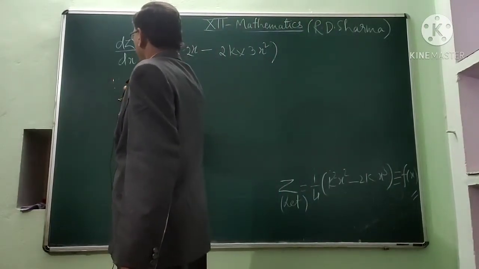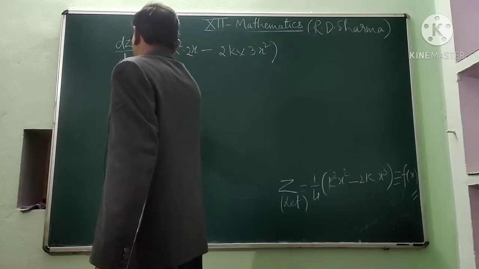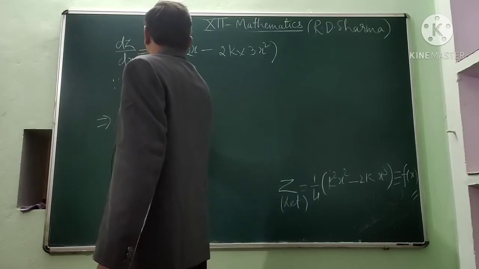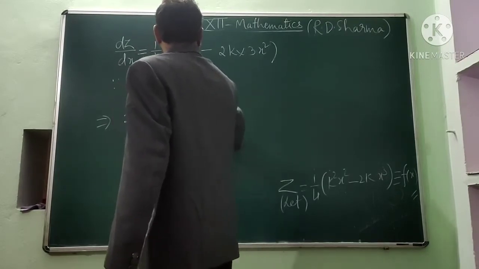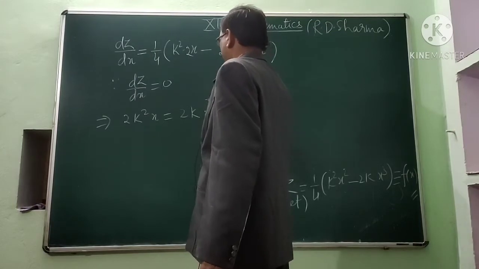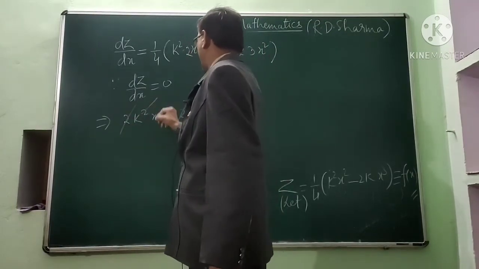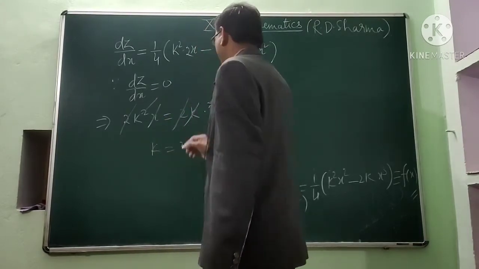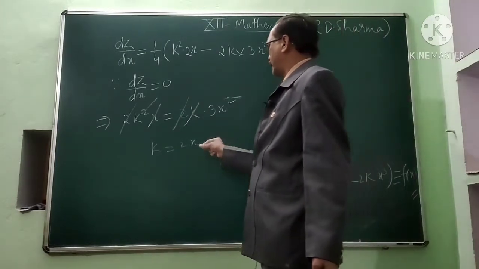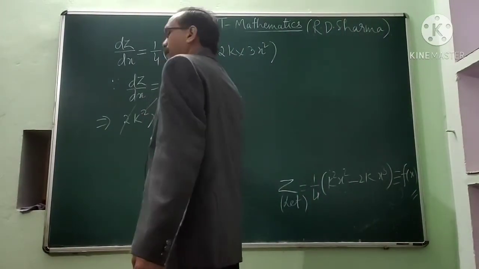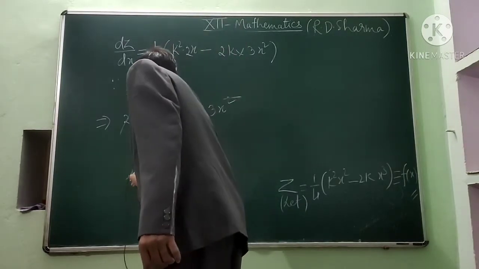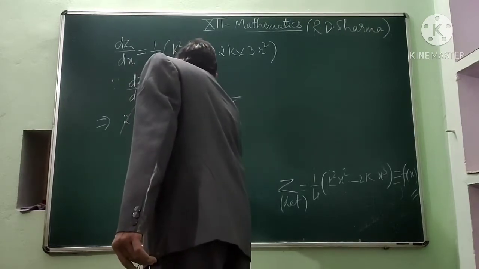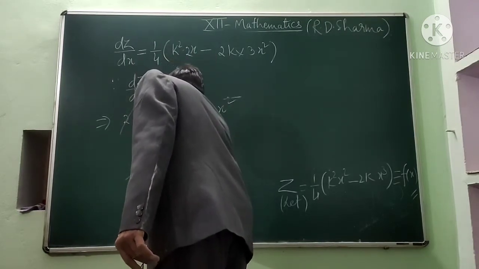Since the first order derivative is 0, dz over dx is 0. From this we will get 2k square x equal to 2k into 3x square. 2 cancel, k cancel, 1 x is cancelled. So k equal to 3x, and k equal to x plus h. So x plus h equal to 3x and h equal to 2x.